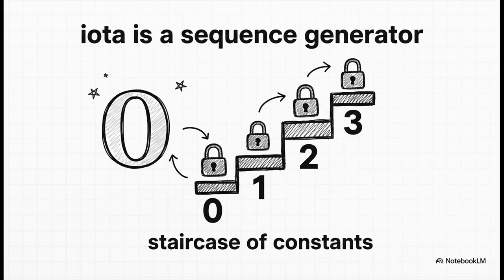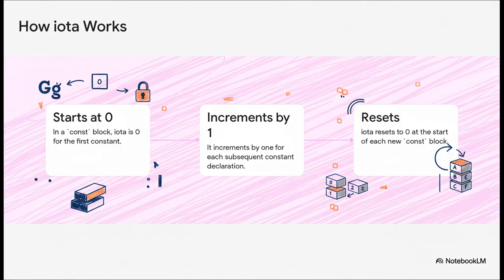But what if you need a whole bunch of related constants, like days of the week or something? Do you have to number them all by hand? Nope. Go has this really neat little feature called iota that makes creating these kinds of sequences or enumerations super easy. It's so simple. Inside a const block, iota just starts at 0. The next constant in the block gets 1, the next gets 2, and so on. It just auto-increments for you. It's a super clean way to define a whole set of related numbers without the tedious manual work.